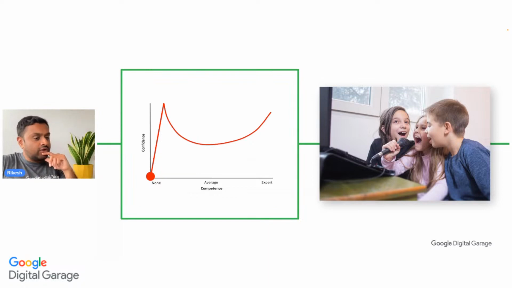With the graph, on the vertical axis you've got confidence levels: how confident do we feel in singing? And then you've got competence levels on the horizontal axis, from novice through average to expert, so how good you actually are, your actual ability level. Now, if we follow this red dot, at the moment it represents a big fat 0. Let's say, hypothetically, that we've never sung before.